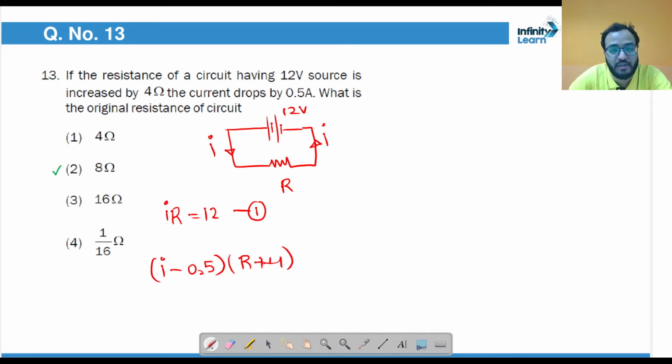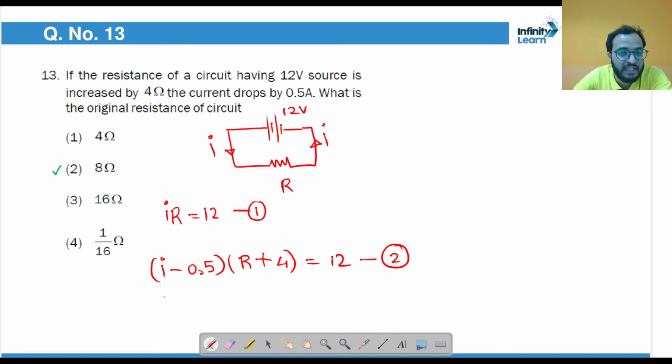But still the potential drop will remain 12 only, because they are connected across the same battery, so the drop will remain the same. Now if you solve it properly, see what you're going to get is this. You will find a quadratic actually.